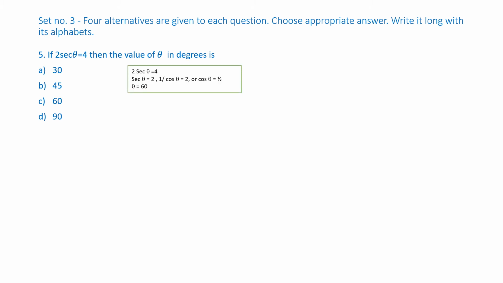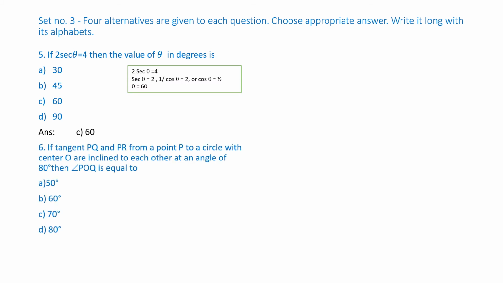Given 2 secant theta is equal to 4, therefore secant theta will be equal to 2. We know secant theta is equal to 1 over cos theta. Therefore, 1 over cos theta is equal to 2, or cos theta is equal to 1 by 2. From our standard relationships, we know cos 60 is equal to half. Therefore, theta is equal to 60 degrees. Our answer is C, 60.